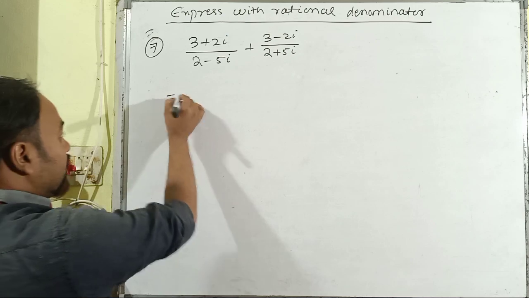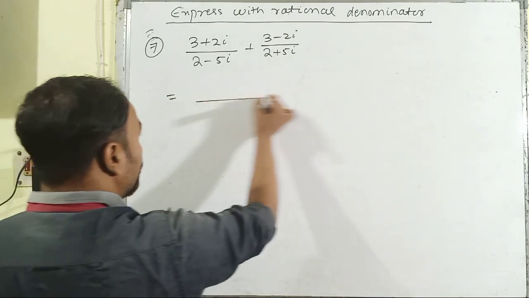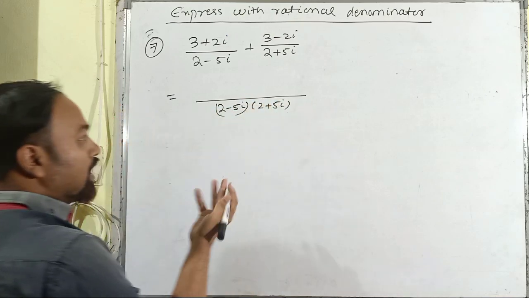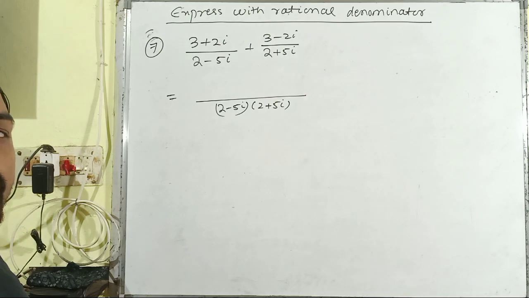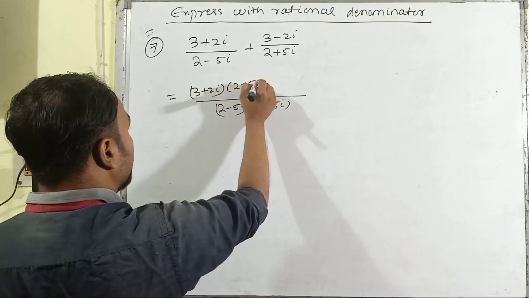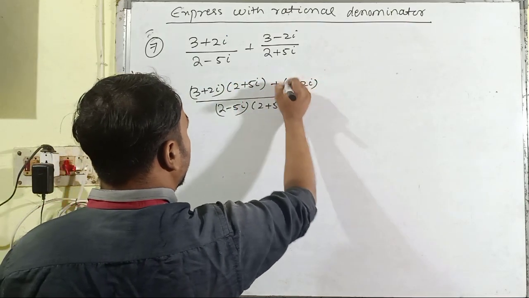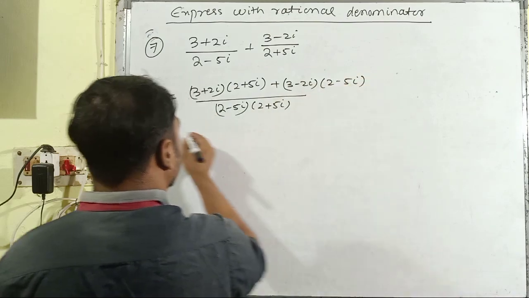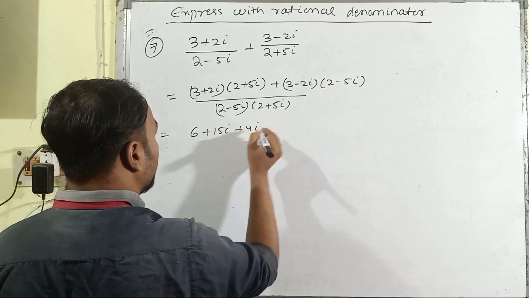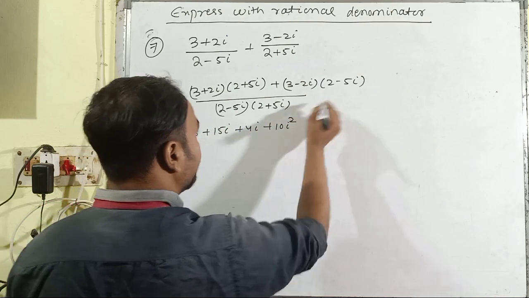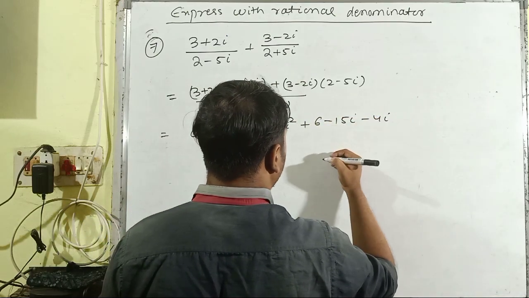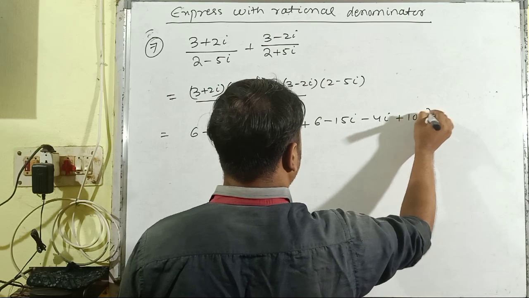So let us take the LCM of both of the terms. That means it will become (2 - 5i) multiplied with (2 + 5i), so that they can be multiplied, cancelled with each other and rationalized. (3 + 2i) multiplied with (2 + 5i) plus (3 - 2i) multiplied with (2 - 5i). Multiplying, we have 6 + 15i + 4i + 10i², and 6 - 15i - 4i + 10i².